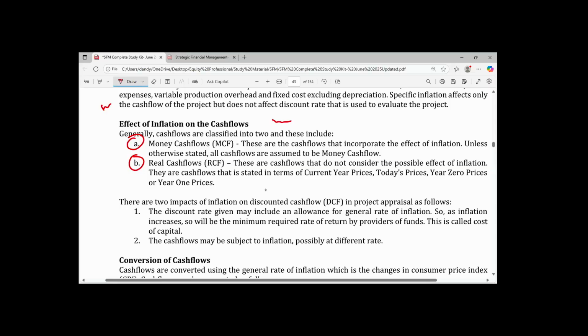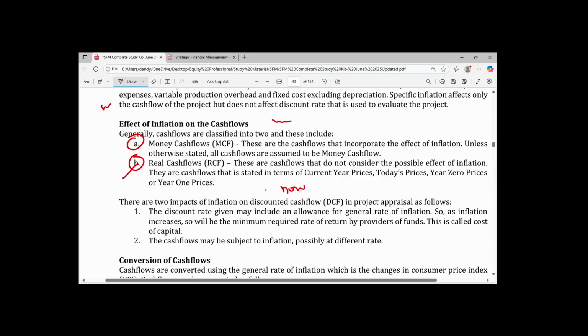Then the second one is real cash flow. What do you mean by real cash flow? Real cash flows are cash flows that do not include the impact of inflation. They are cash flows that are stated in today's prices, year zero prices, first year prices, or current value terms. So if, for example, in a question, you are told that the selling price now is 2,000 naira, because the examiner has mentioned now, that is the same thing as today.